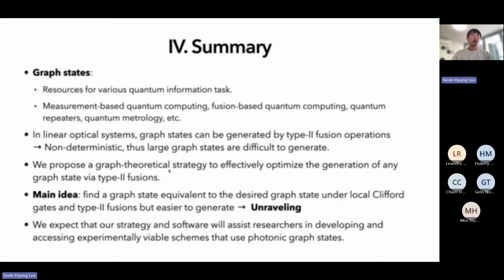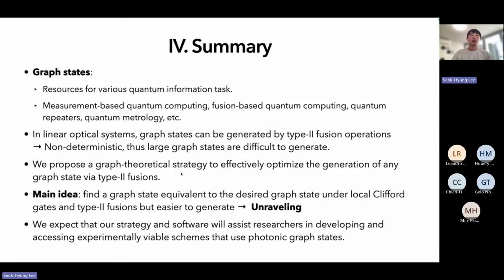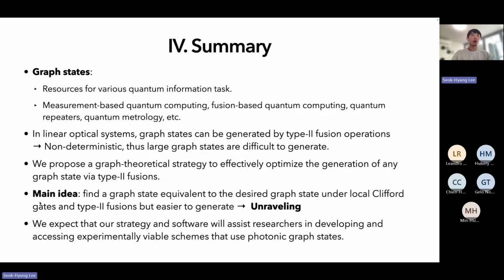So we proposed a kind of heuristic graph theoretical strategy to effectively optimize the generation of any graph state by type 2 fusion operations. And the main idea, actually, we think that the first process of unraveling the graph state is the main part of our strategy. So it is to find the graph state equivalent to the desired graph state under local Clifford gates and type 2 fusions, but easier to generate. We also developed this strategy as a Python library, and we expect that it will assist other researchers in developing and assessing schemes using photonic graph states.